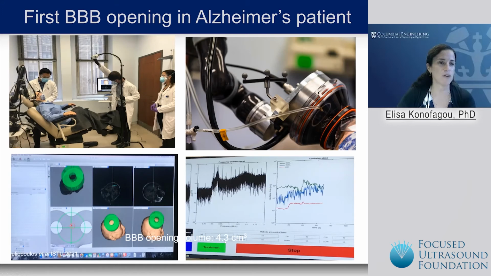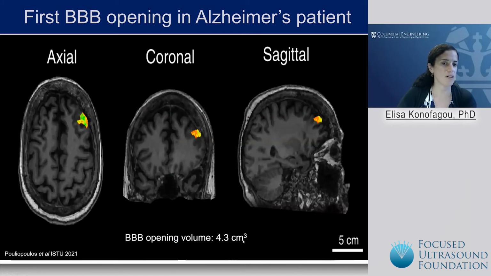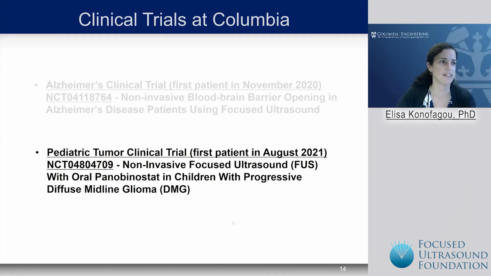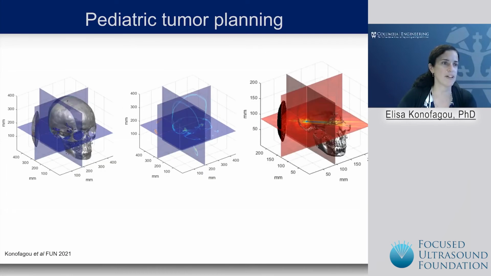This is something that I showed before, and on the bottom right is what we actually have as real cavitation signals coming back to monitor safety and overall the bubbles that are coming in. See the rise time here of the curve shows that the bubbles are coming into the focus. And these are the results that we had on our first opening last year. This is the region that we targeted in all 3 slices of this contrast-enhanced MRI, and the opening volume was around 4 centimeters cubed.